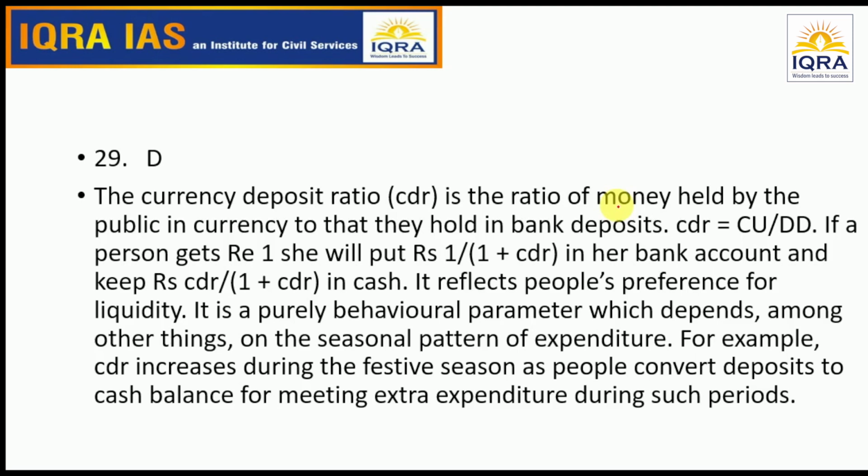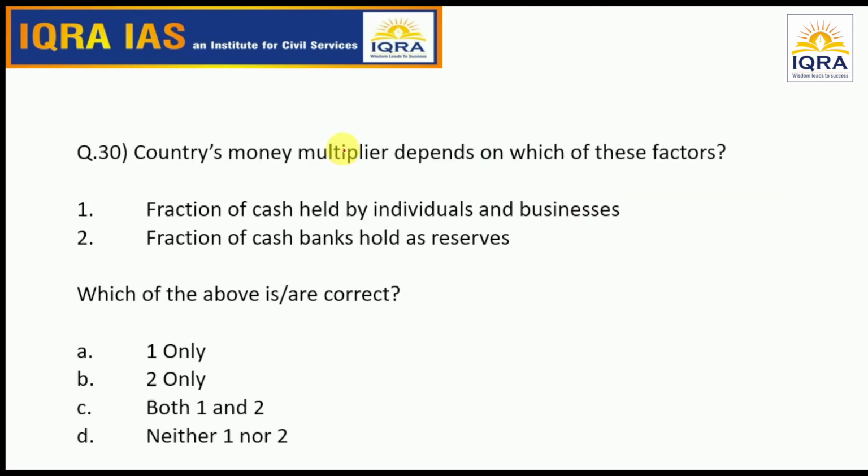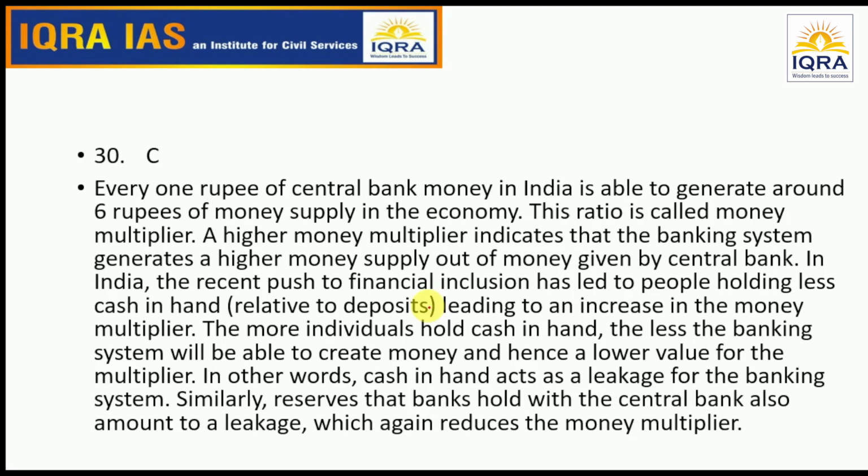Especially in, let's say, Diwali time or something where there is more demand for money, transaction demand for money. So obviously people will be holding more cash or more money in hand rather than keeping it in bank. So 29 is D. Question 30. Country's money multiplier depends on which of these factors? Fraction of cash held by individuals and businesses. Yes. Fraction of cash banks hold as reserve. Yes, both are correct. Okay.